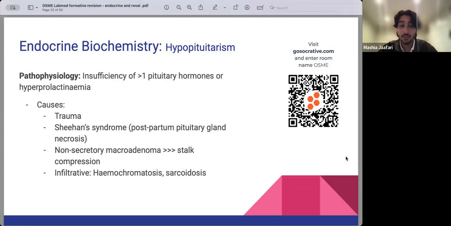So hypopituitarism in general is insufficiency of more than one pituitary hormone or having too much prolactin, which can count as one of the things. And the causes can be trauma, so typically in car accidents, where there's acceleration and deceleration of the head. Sheehan syndrome, which is where after pregnancy there's a big postpartum hemorrhage, which leads to ischemia of the pituitary. You can get a really big macroadenoma causing basically damage to the pituitary, something we call pituitary apoplexy, or it can be infiltration with other things, so things like iron in hemochromatosis or sarcoidosis.